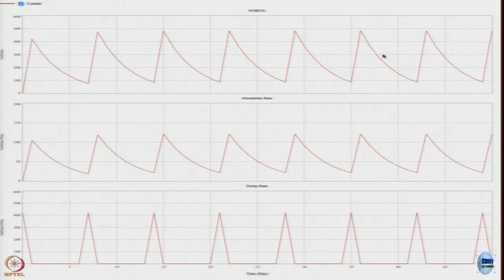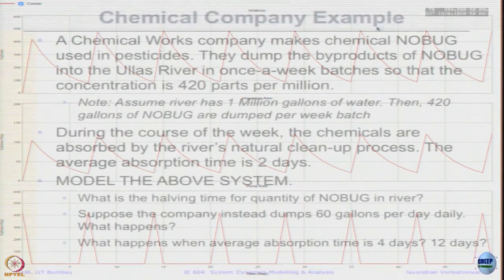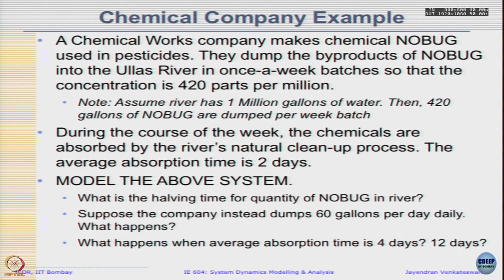So, as absorption time increases, logically speaking, if the average absorption time becomes say 7 days, then by 7 days we can expect roughly a little more than half of the no bug would have been absorbed. So, it will start accumulating. The accumulation effect is captured in this stock right here. If we did not have the stock, we may assume that as soon as I dump, eventually it will get absorbed, but it is not going to get absorbed until I stop the inflows and allow it some time to slowly absorb and decay completely. That is an interesting one. Average absorption is 4 days or 12 days, of course, it is going to keep increasing. Instead of 4 days, you can try with 12 days.